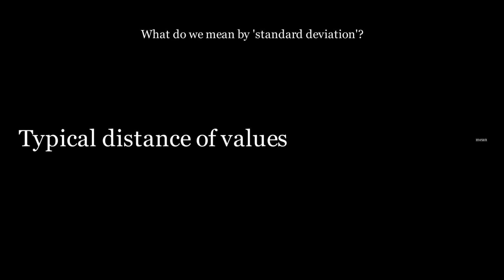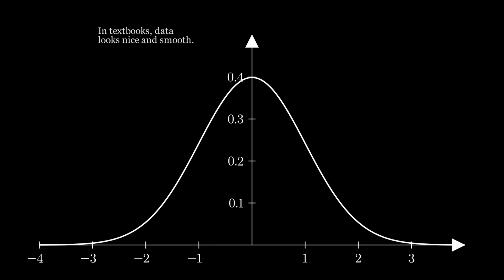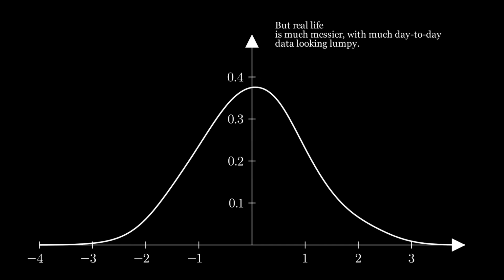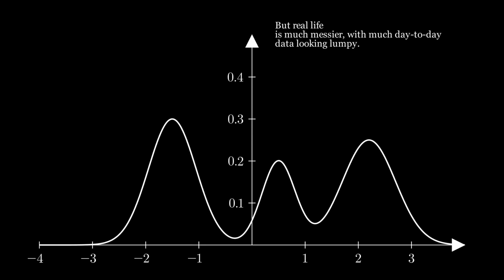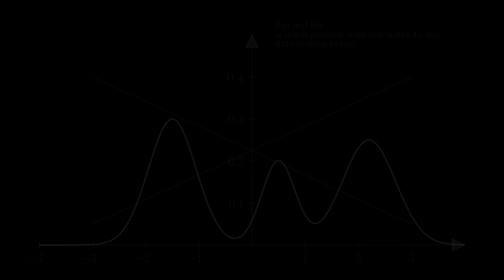The mean is the average value in a set of data. In textbooks, data looks like this, nice and smooth. However, dealing with datasets in real life, they generally look lumpy. Let's look at an example of a set of data and plot a graph.